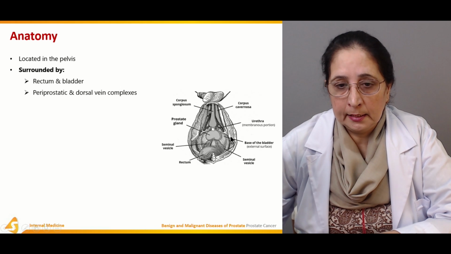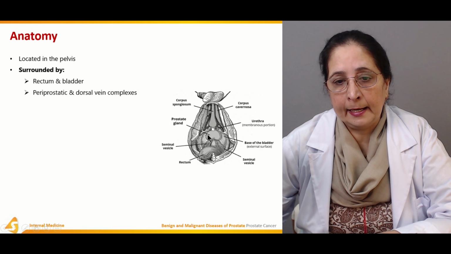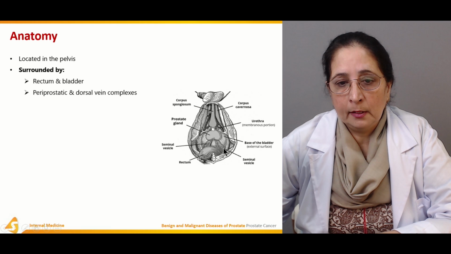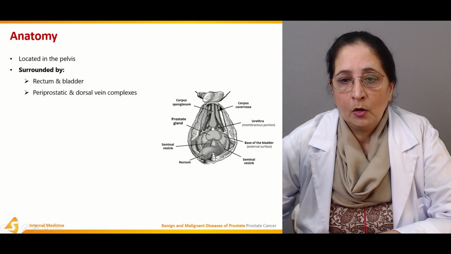Here, if you see in this diagram, this is the walnut-shaped prostate gland. Then we have the rectum, the seminal vesicle, and the base of the bladder here. So it is surrounded by the bladder and the rectum, and the base of the bladder. Then the urethra, corpus cavernosa and corpus spongiosum.